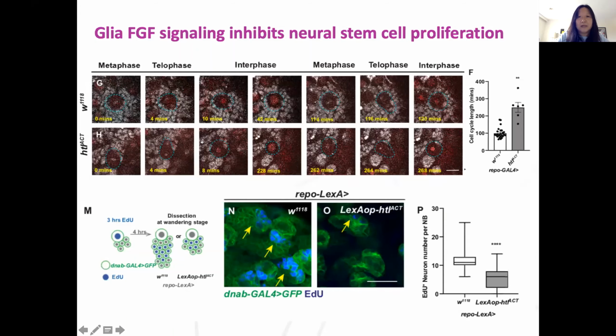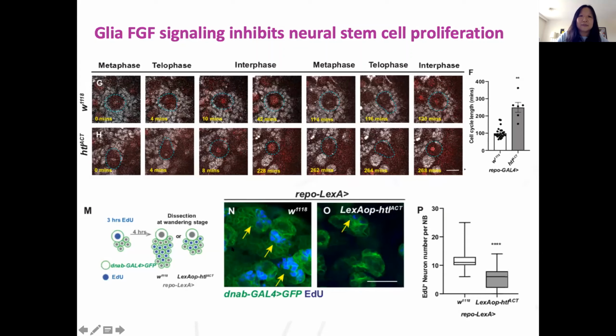The first is through live cell imaging. What she did here is she activated FGF signaling in the glia niche, utilizing a constitutively activated form of the FGF receptor called Heartless in flies. And when she activated FGF signaling in the glia niche, she found that neuroblast cell cycle progression is significantly slowed down. This is quantified here as the cell cycle length being significantly increased.